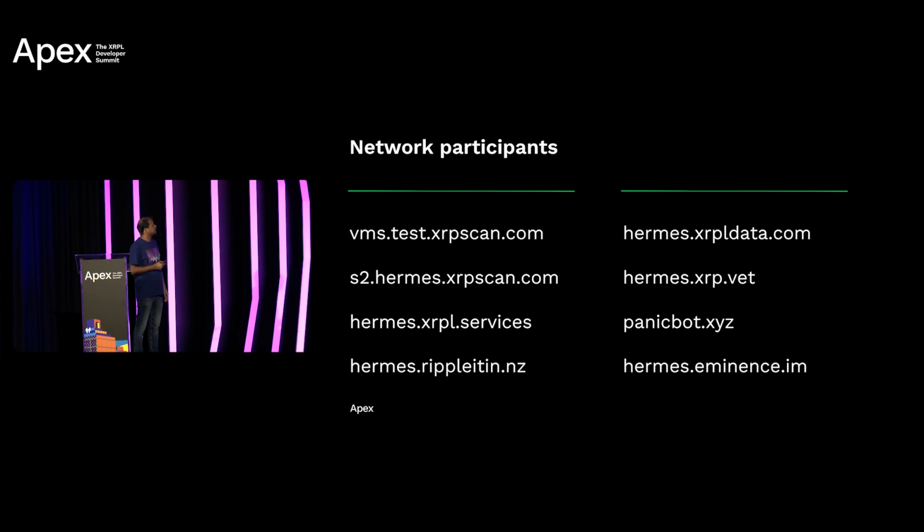These are some of the initial participants. A big thank you to all of them. The first two nodes I am running, because a network will need at least 2 peer nodes to do a rolling restart. The others are XRPL Services, Rippleton, XRPL Data, VET, PanicBot, and Casino Coin, Eminence.